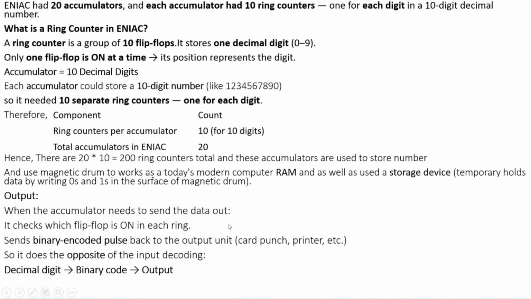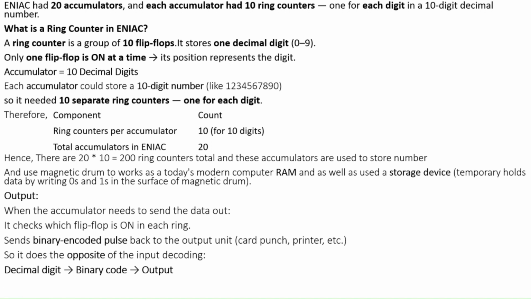Output. When the accumulators need to send the data out, it checks which flip-flop is on in each ring, and sends a binary encoded pulse back to the output unit via card punch or printer, etc. So it does the opposite of the input in decoding. So this is how the working of first generation computers actually works.